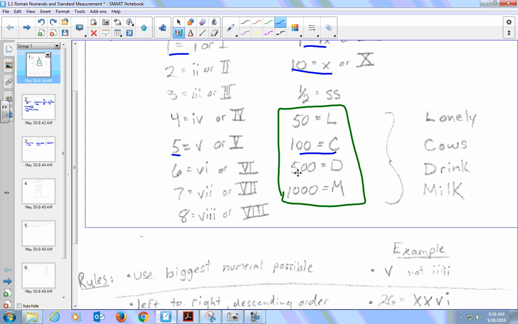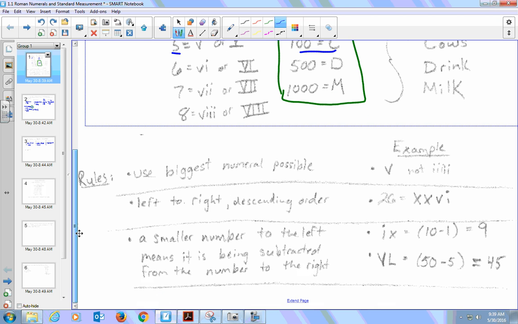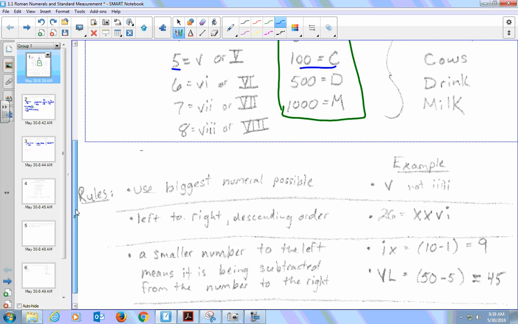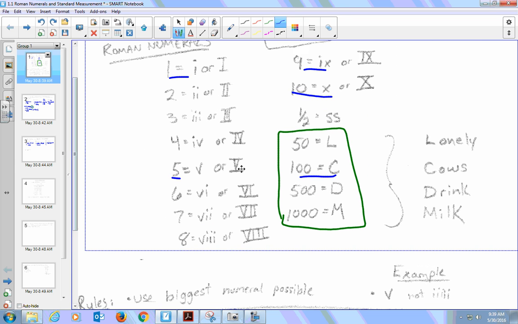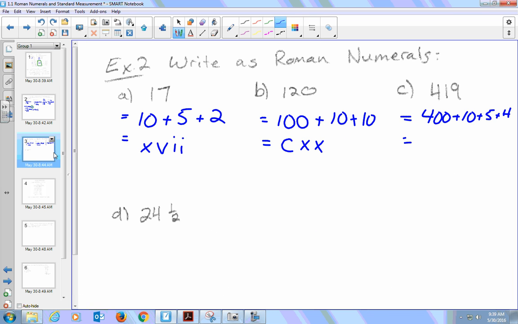But if we use our rule about the smaller number to the left, then we would only have to use 2 digits for the Roman numerals. So we know that 400 is equivalent to 500 take away 100. So if we put a C before the D, that would really shorten our numeral. So let's use that. We'll use 100 taken away from 500, so that's CD.